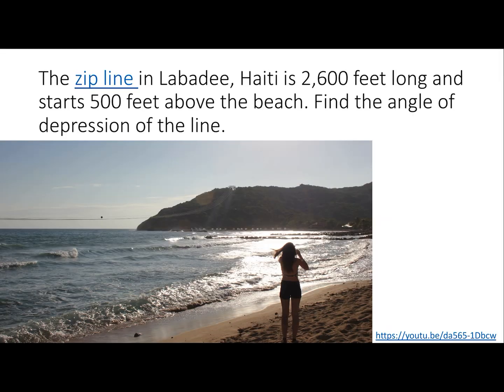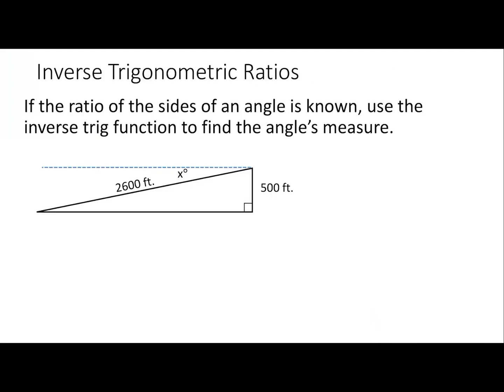Well, why is that? Well, in Labadee, Haiti, there's a zip line that goes across water, and it's 2,600 feet long. It starts 500 feet above the beach, and so neglecting the sag of the line, we're going to figure out what is the angle of depression of this line in order to see why it's important to torpedo on the way down the zip line.